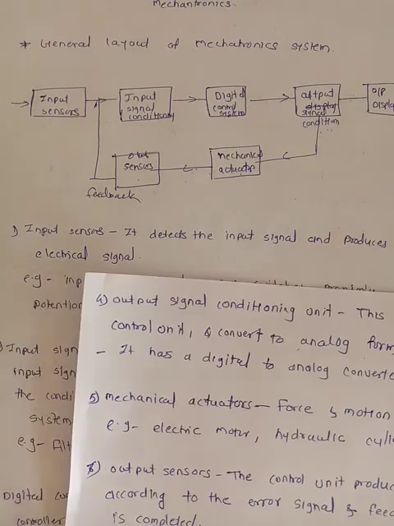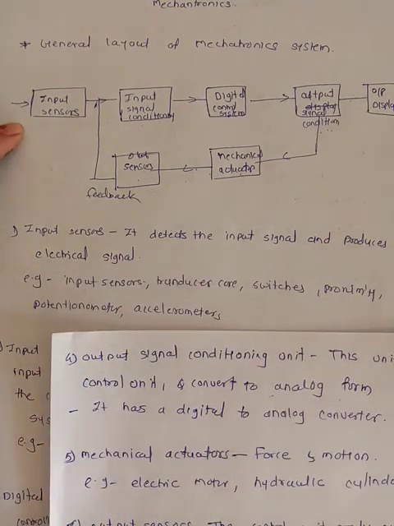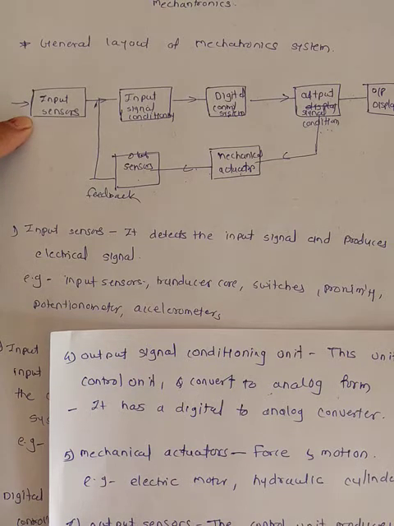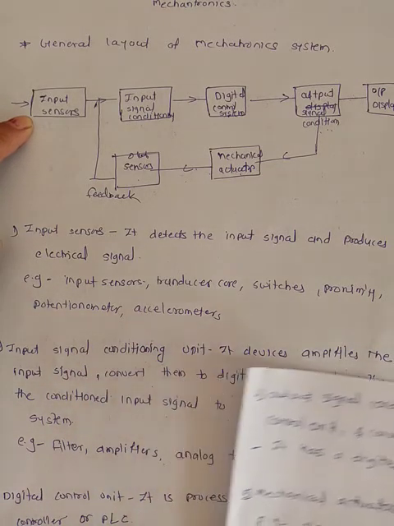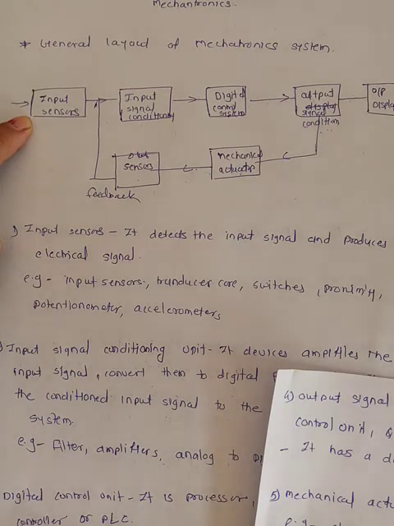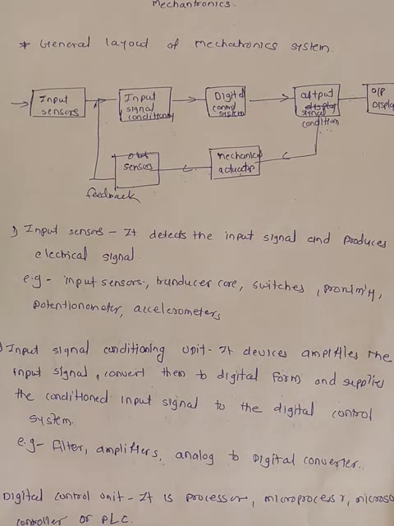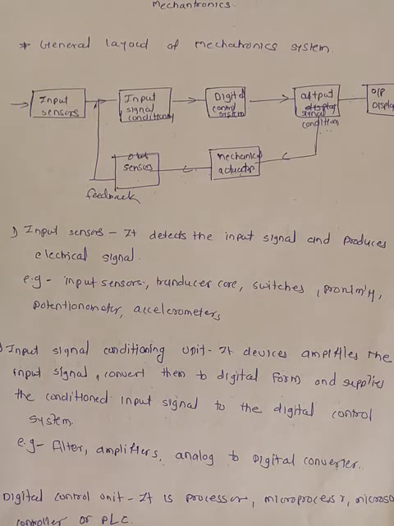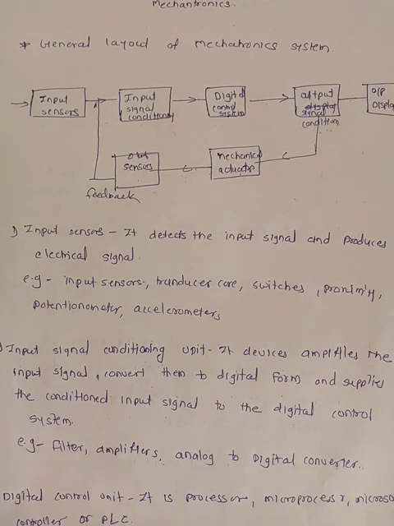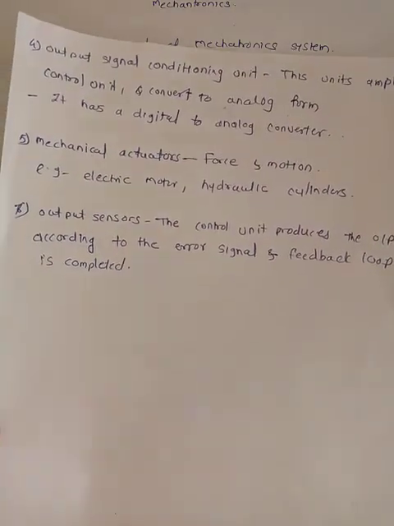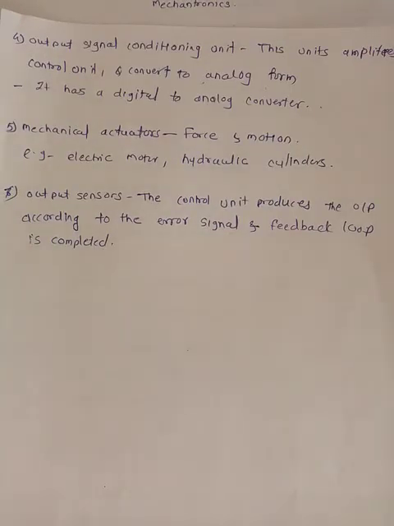Okay, the input sensor detects the input signal and produces the electrical signal, and examples are the input sensor, transducer, switches, proximity. Okay, then the input signal conditioning device amplifies the input signal and converts it into the digital form. And third will be the digital control. It gives the signal to the output signal conditioning system, and examples are processor, microprocessor, microcontroller. Okay, then next will be the output signal conditioning. It amplifies the control signal and converts it to the analog form.